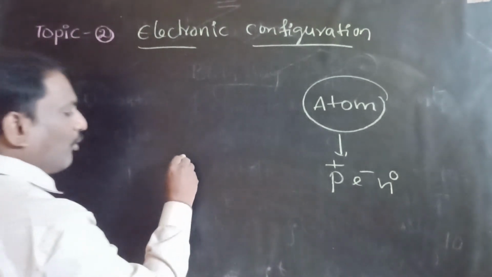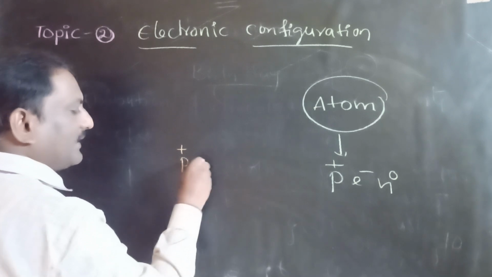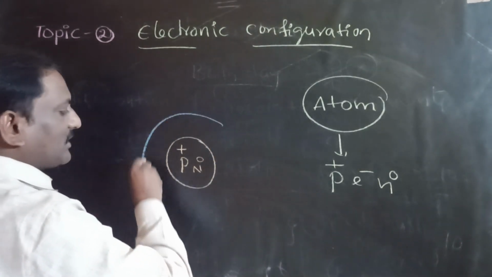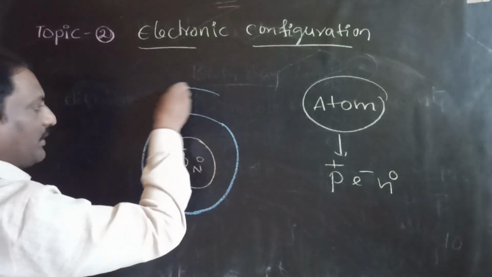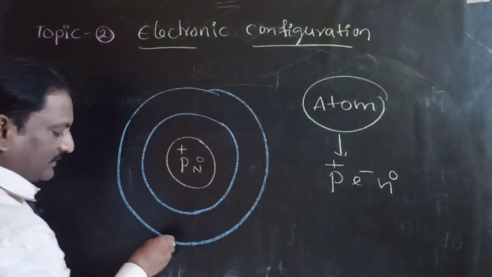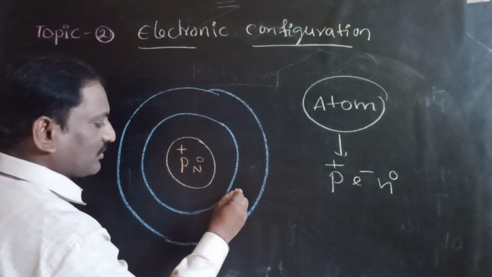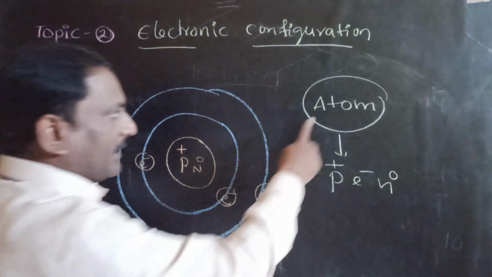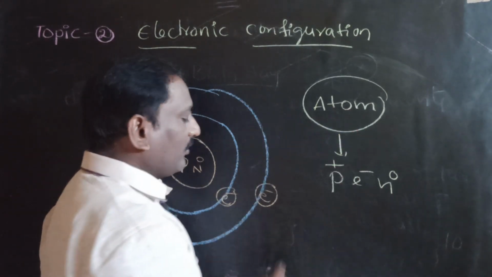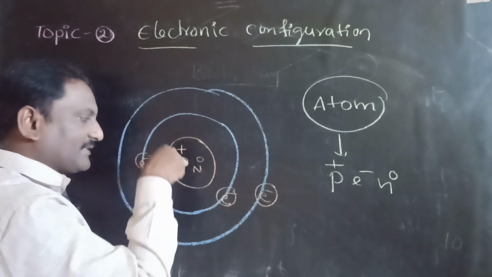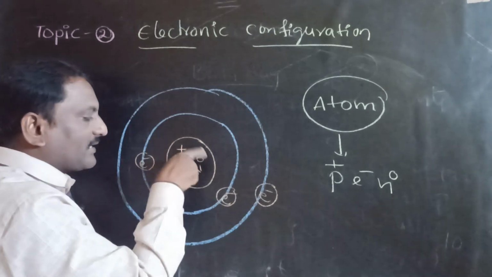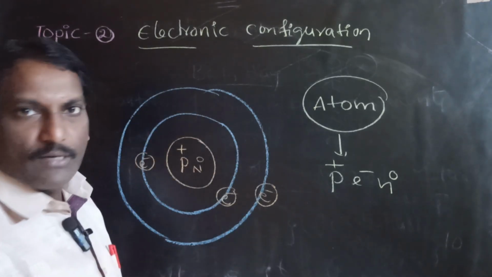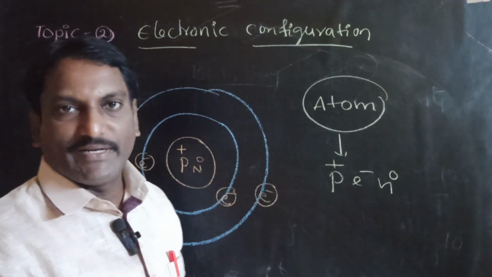You must have known that all the protons and neutrons are located at the center of the atom, which is called the nucleus, and these particles are called nucleons. All the negatively charged particles are revolving around the nucleus in a fixed circular path. These are called shells or orbits.